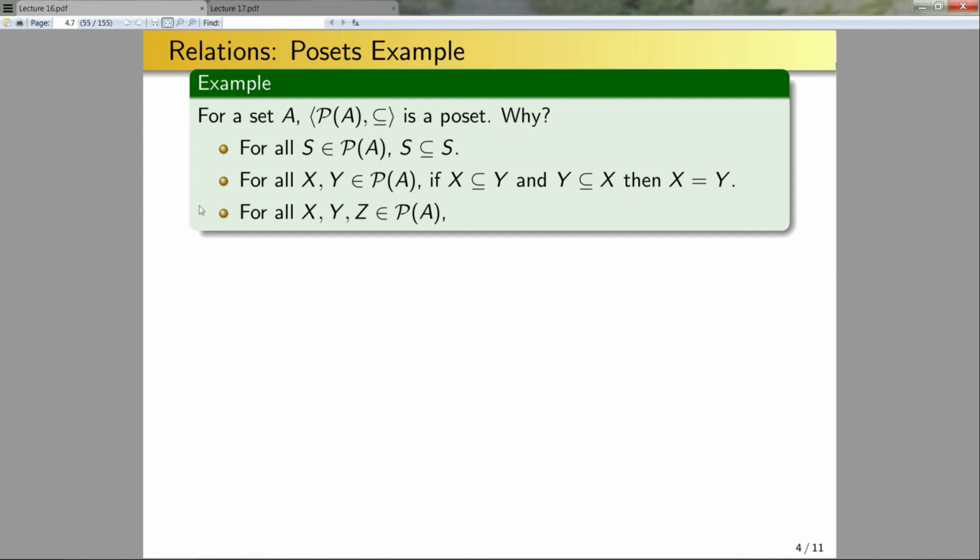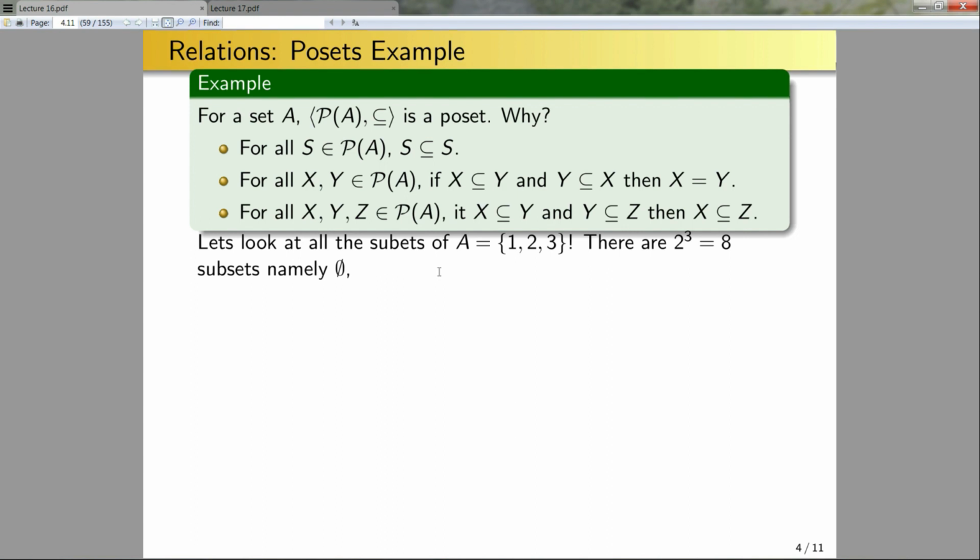And finally, for all x, y, and z in the power set, if x is a subset of y and y is a subset of z, we know that x would be a subset of z. Thus, this will also be transitive. So let's look at all of the subsets of this set A, for A equal to {1, 2, 3}, just for a concrete example. So we know there's 2 to the third, or 8, subsets of these, namely the set that contains nothing, the empty set, the sets that contain 1 element, the sets that contain 2 elements, and finally the set A itself.